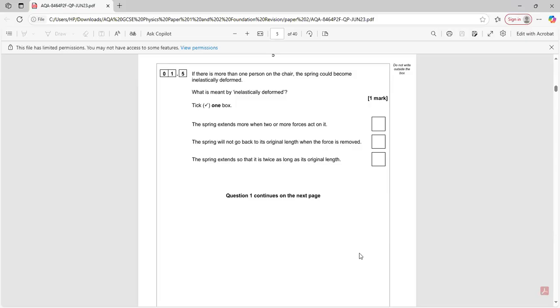Number one, it says the spring extends more when two or more forces act on it. Two, the spring will not go back to its original length when the force is removed. And three, the spring extends so that it's twice as long as its original length. So what do you think is the correct answer to that particular question? Inelastically deformed, what is the meaning?